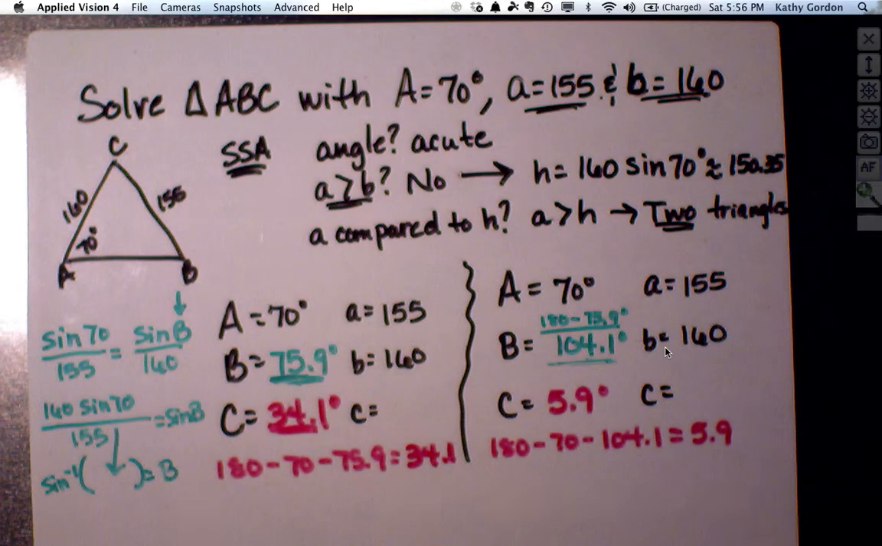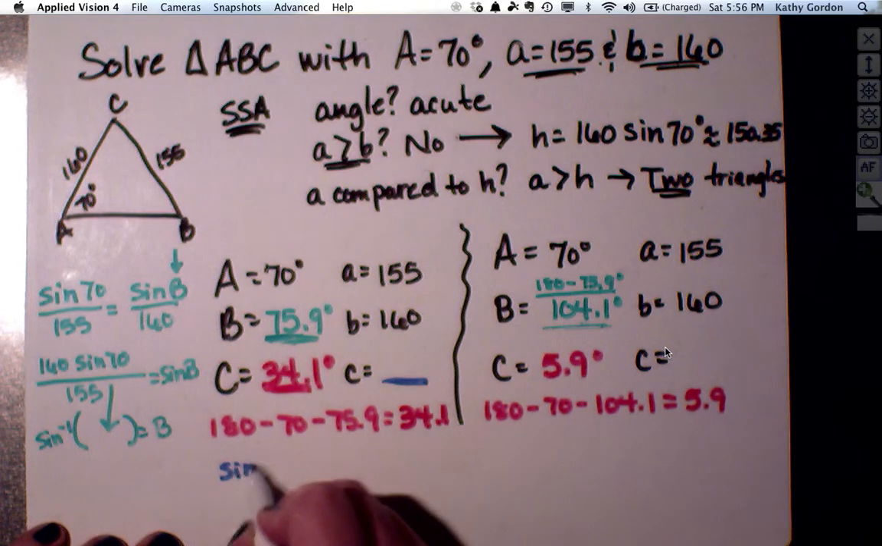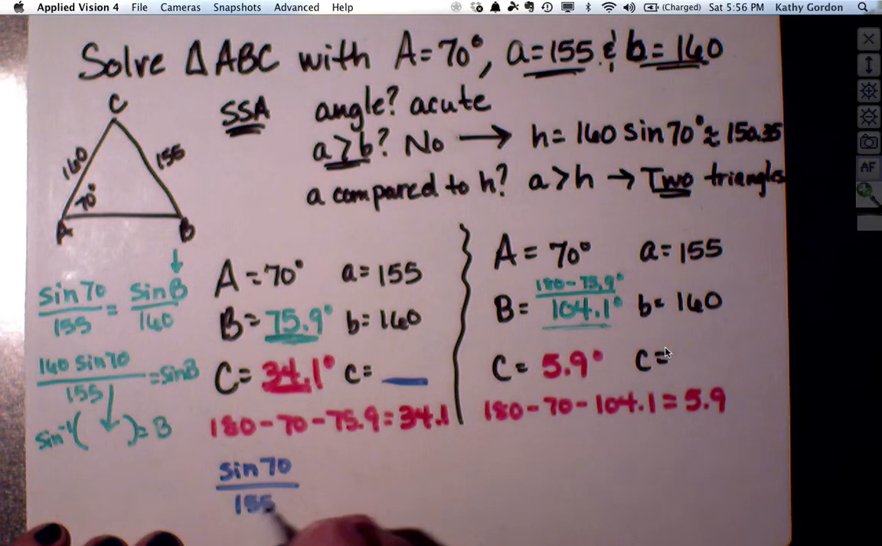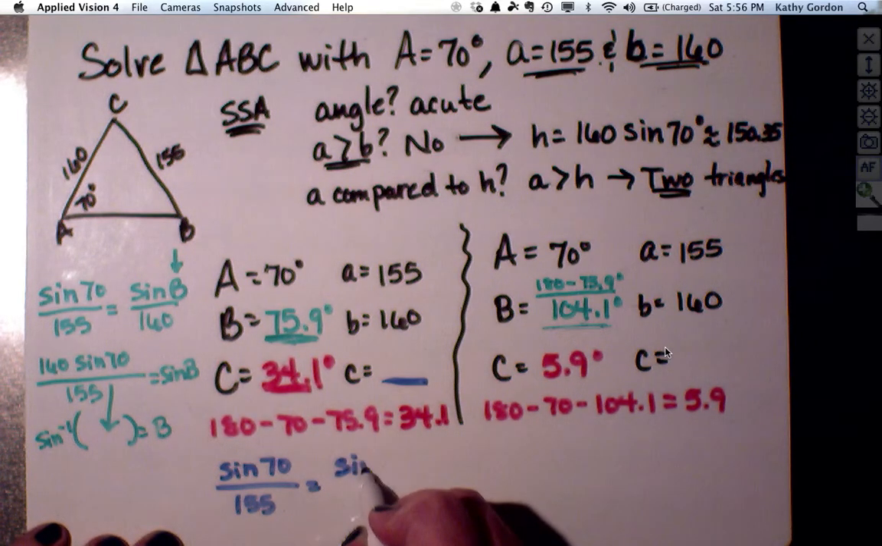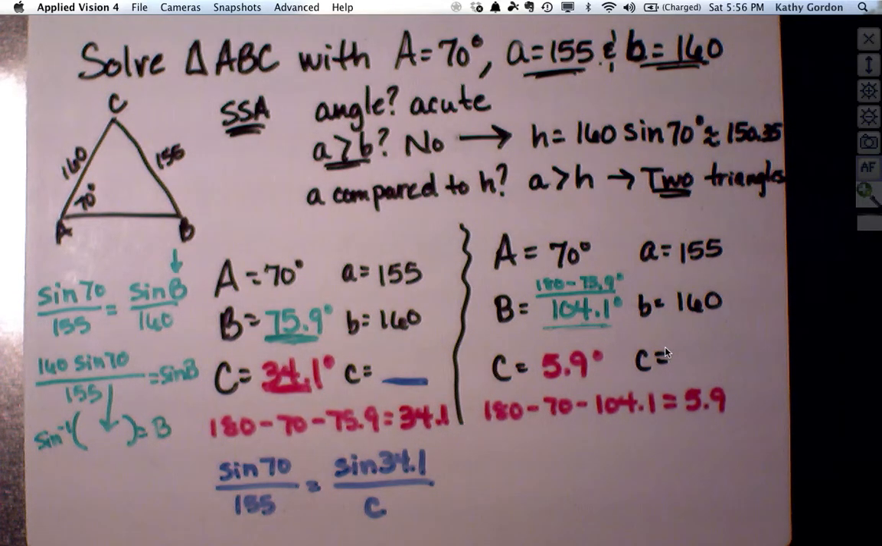Okay, and then finally, to get side C, in this one I'm going to set up the law of sines, where I'll have the sine of 70 over 155, and that's going to equal the sine of my 34.1 over C. Okay, so again on our calculators we're going to be taking the 155 times the sine of 34.1 and then dividing that by the sine of 70. Now here, notice I have both angles, so I already have the sines of these. C is what I'm trying to find. C is just a side, so I don't have to do any inverse sines on this one.